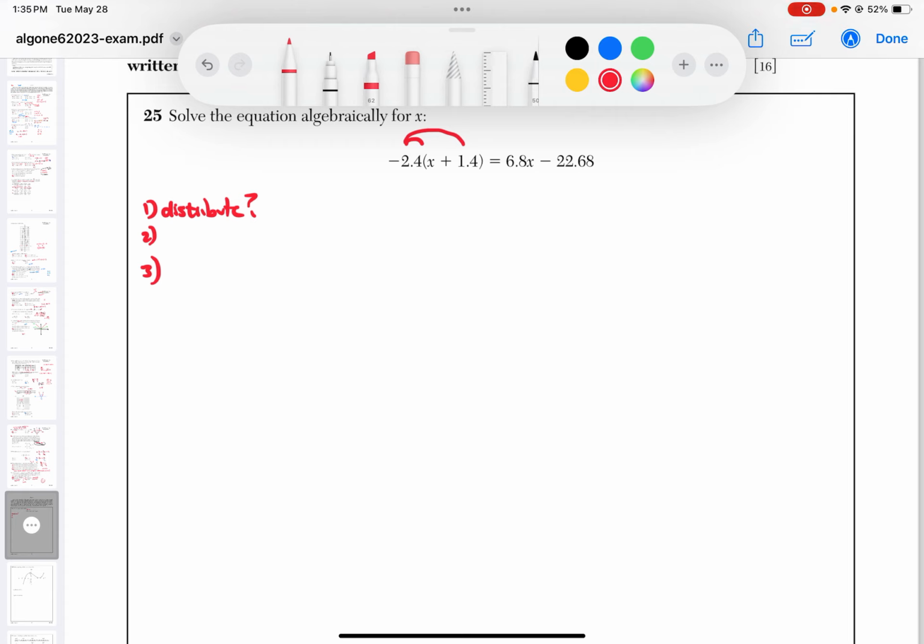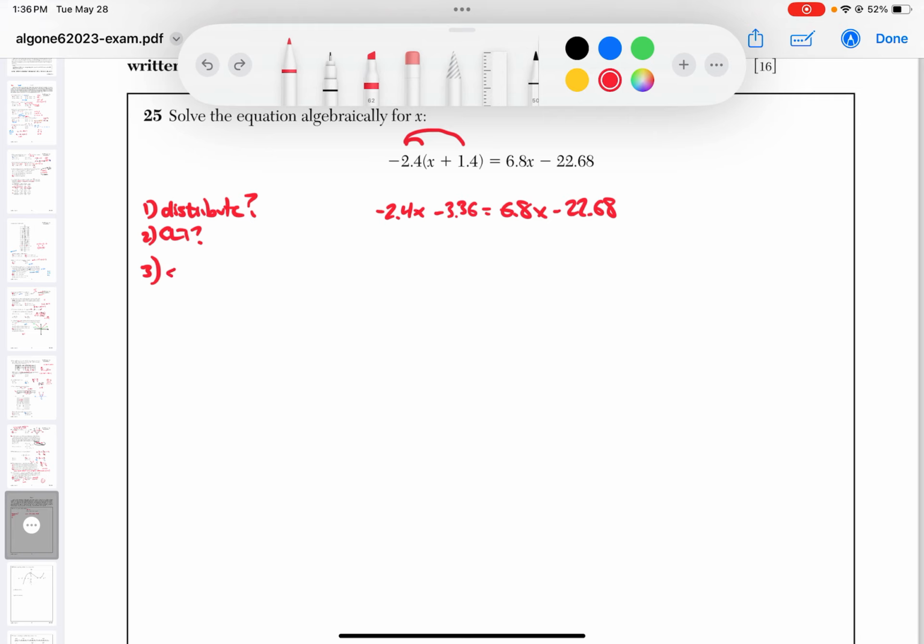So let's do that. Negative 2.4 times x is negative 2.4x. And negative 2.4 times 1.4 is negative 3.36. And that is still equal to 6.8x minus 22.68. Second question is, can I combine like terms? In this case, no, I cannot. Because as we can recall, like terms have the same variable raised to the same exponent, and they're on the same side of the equal sign. And so in that case, no, there's no like terms that can be combined here.